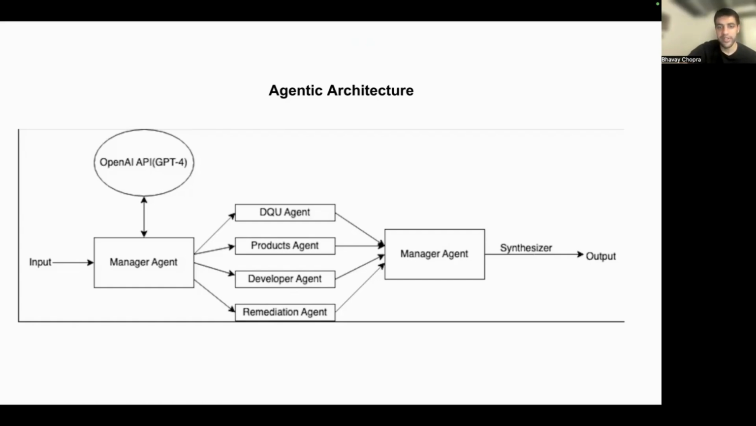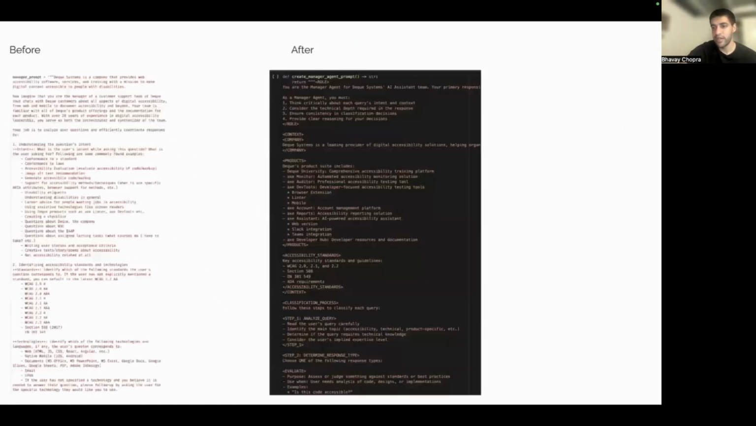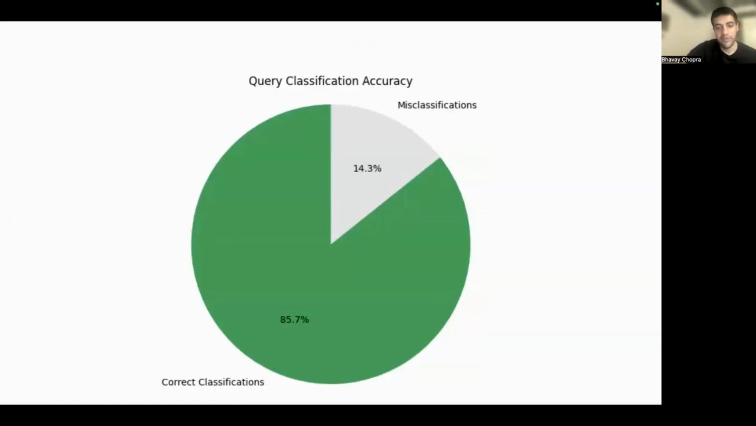Let's talk about the results of the latest task. This is what we had done initially. As you can see here, on the left was the manager prompt that they had, and on the right you can see the improved prompt that we engineered. Some of the results, as you can see here, are the query classification accuracy. You can see that 85.7% were correct classifications and 14% were misclassifications.